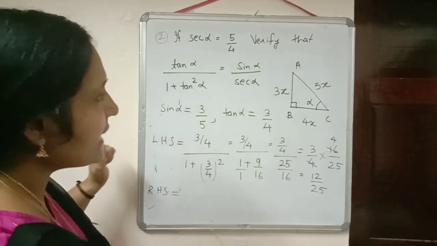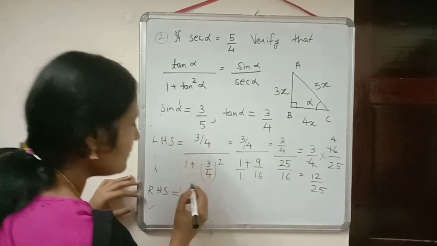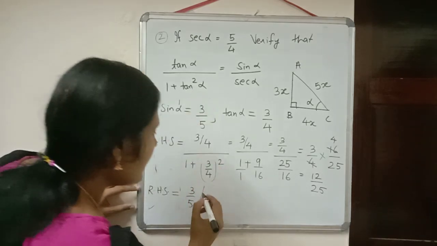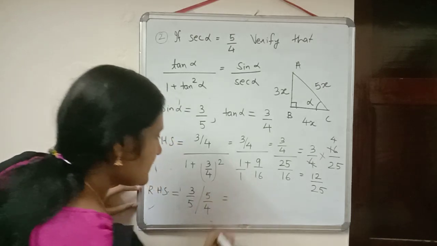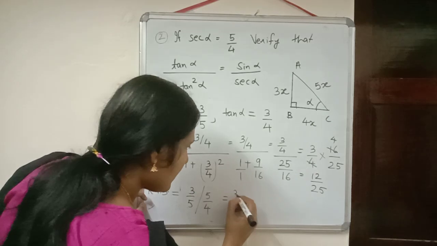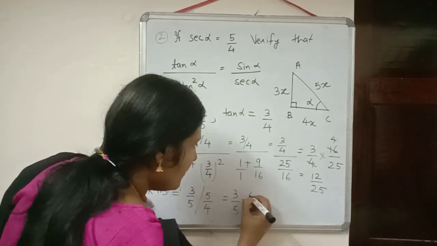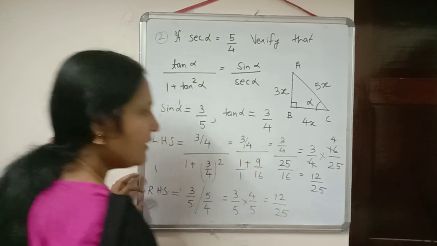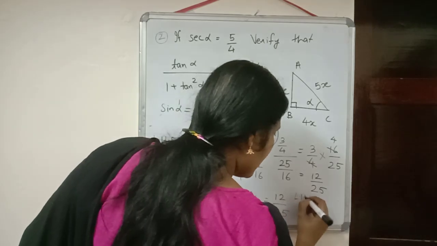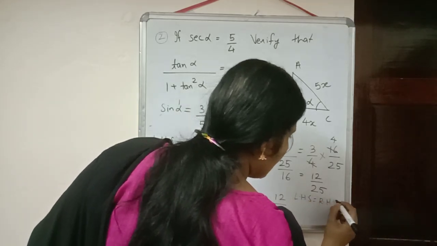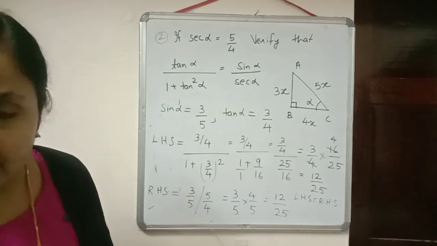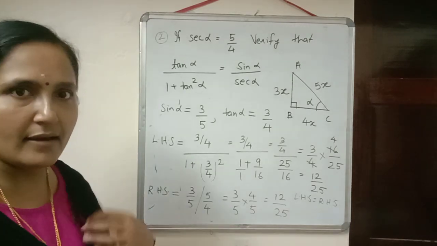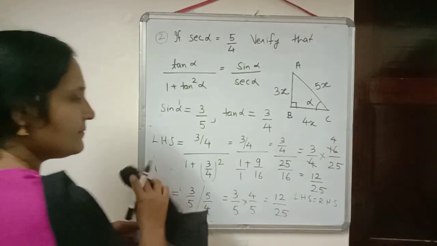So right hand side is sine alpha by sec alpha. So just to substitute, we write sine alpha is 3 by 5 divided by sec alpha is 5 by 4. So just to change the division into multiplication, what will come? 3 by 5 into 4 by 5? Do the multiplication. So we will get 12 by 25. So what we are getting? Left hand side is equal to right hand side. So you can write down there, hence verified. I think this question is clear to all of you. Okay, now write the next question.